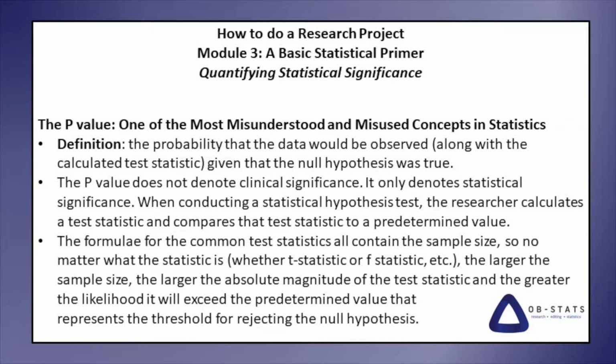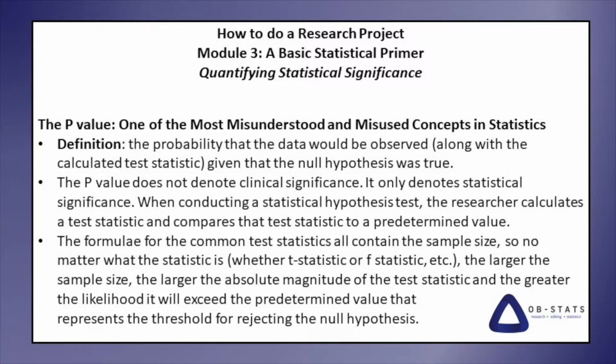There are two ways of quantifying statistical significance. One is the p-value and the other is the confidence interval. The p-value is one of the most misunderstood and misused concepts in statistics. In simple terms, the p-value represents the probability that the data will be observed, along with the calculated test statistic, given that the null hypothesis was true. The p-value does not denote clinical significance. It only denotes statistical significance.